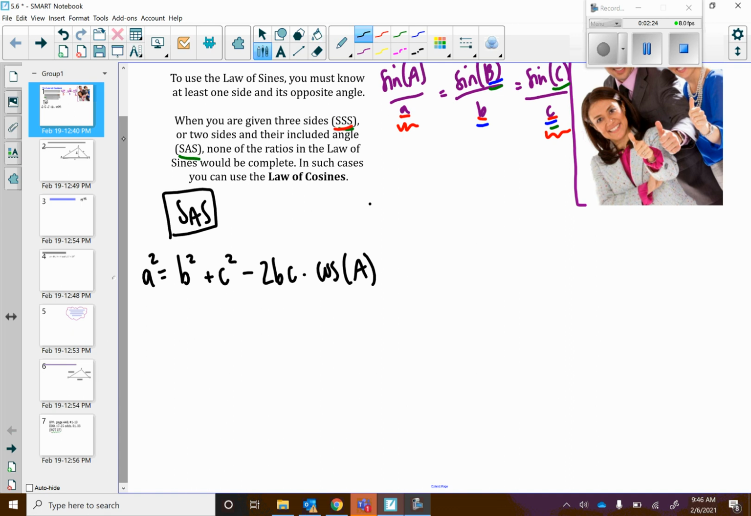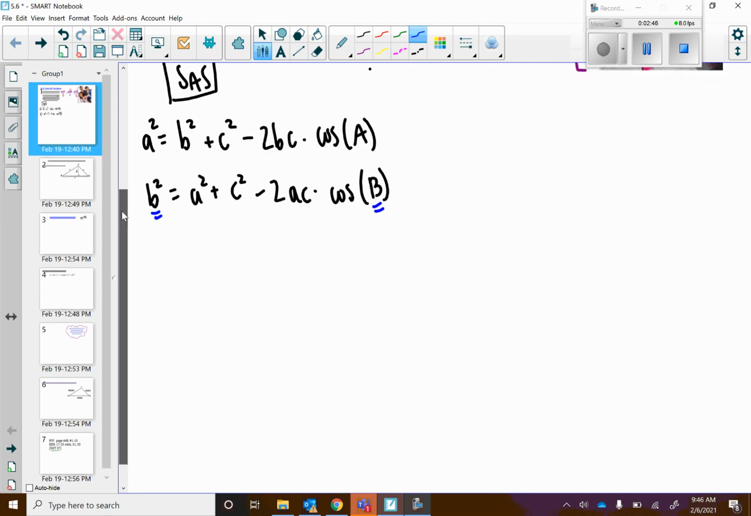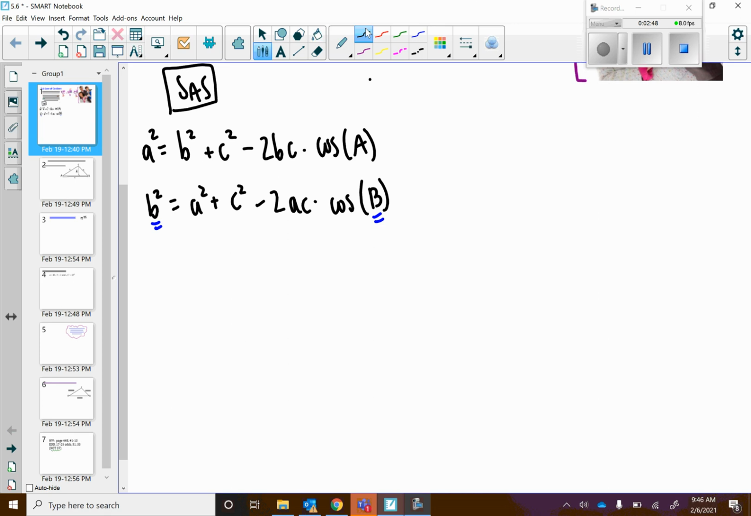We can rewrite this for any three pieces, two sides and one angle, and so I'll go through those. If we have B squared, we're going to say A squared plus C squared minus 2AC times cosine of B. Notice that the side we're solving for is the angle that we are given. And last but not least, of course, we could write this if we are given angle C and sides A and B. So C squared is equal to A squared plus B squared minus 2AB times cosine of C.